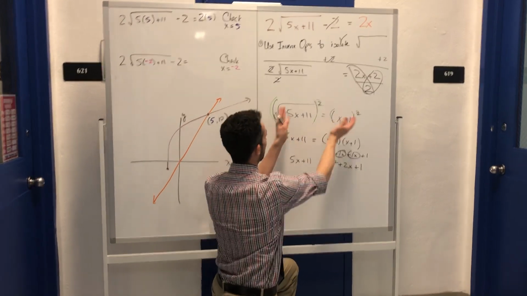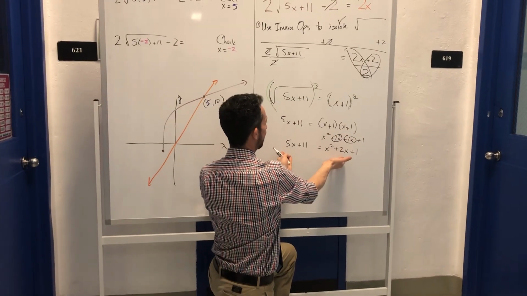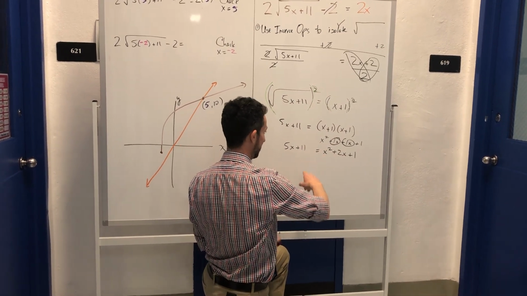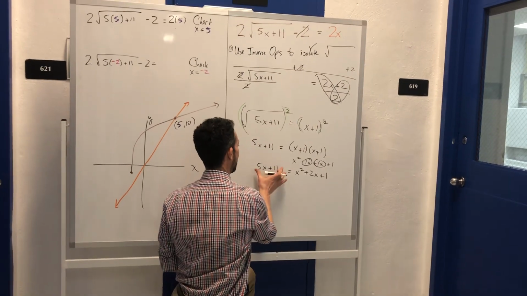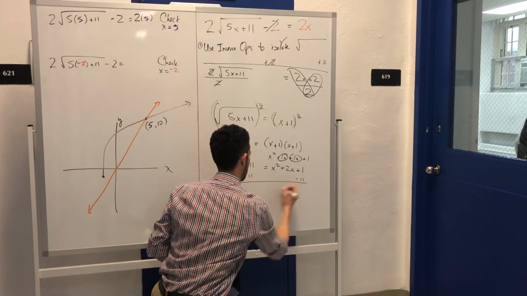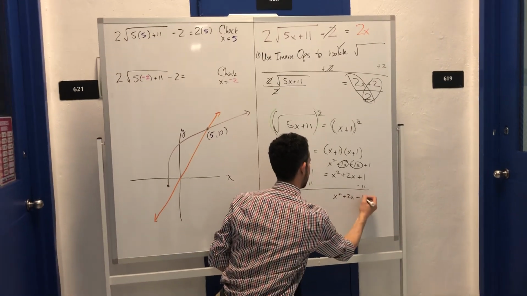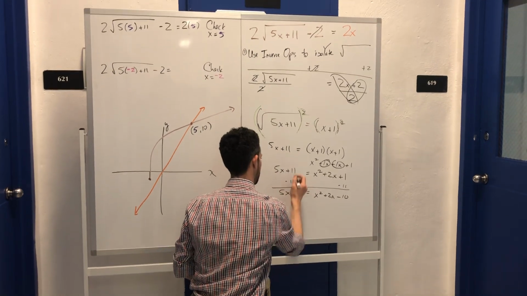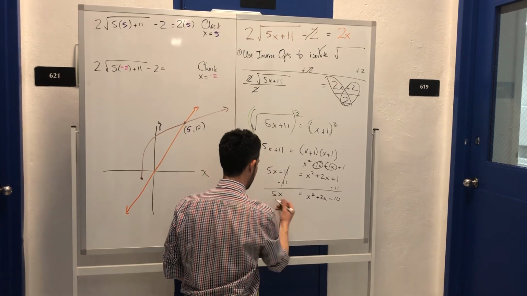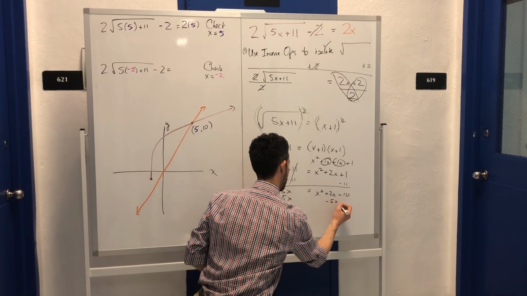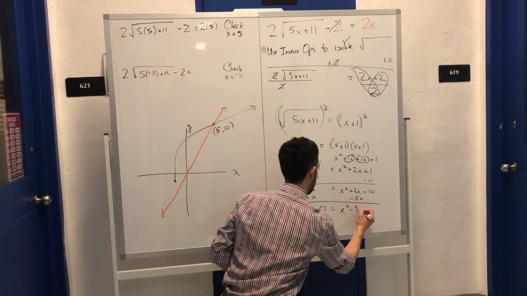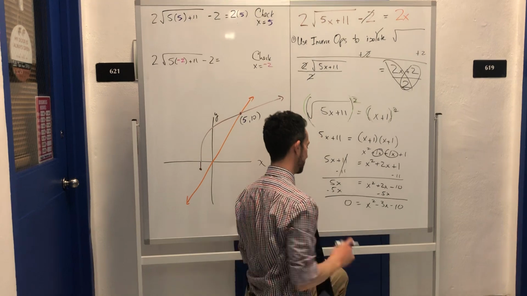Okay, so we squared both sides and simplified that. And if you remember, step 3 is to set the equation equal to 0. So let me get this side equal to 0 by subtracting off the 11. x squared plus 2x minus 10. And now subtract off the 5x also, so we're left with just 0. We have 0 equals x squared minus 3x minus 10.